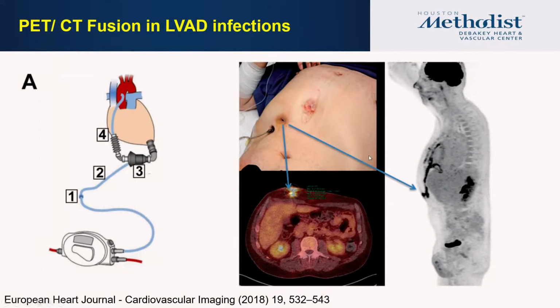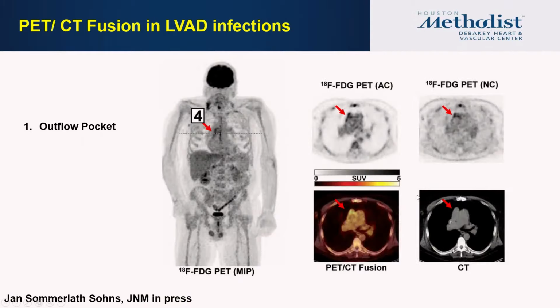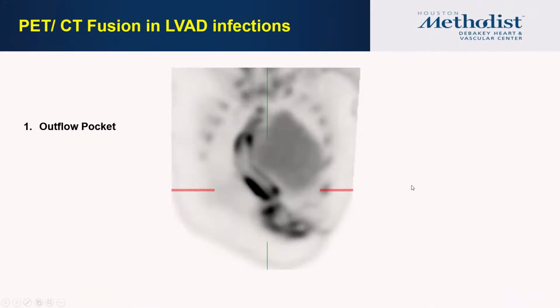So here's, for example, one patient where there is uptake in the entire drive line and a very bad infection. This is another patient where you can also see outflow cannula uptake, which is not as impressive as our recent case that we saw here, where you can see significant FDG uptake in the outflow and also closer to the insertion into the ascending aorta.